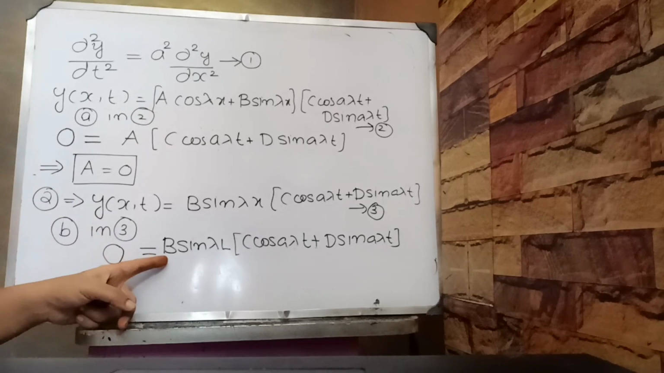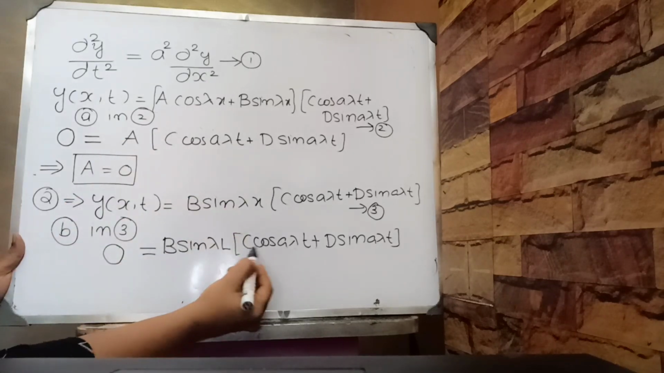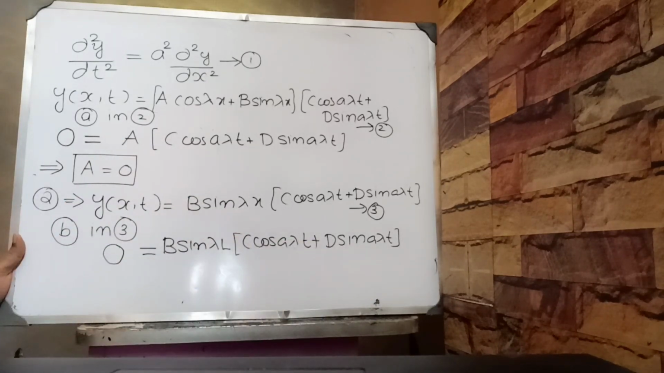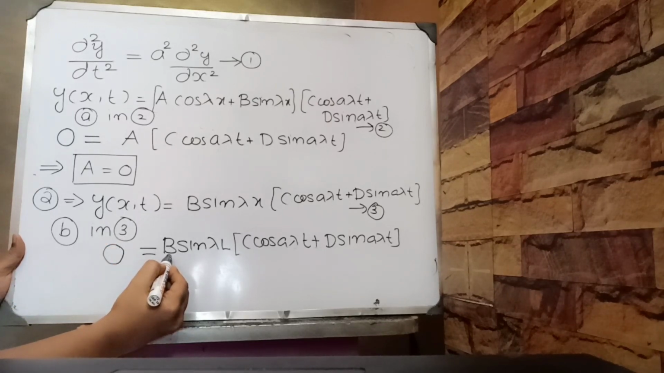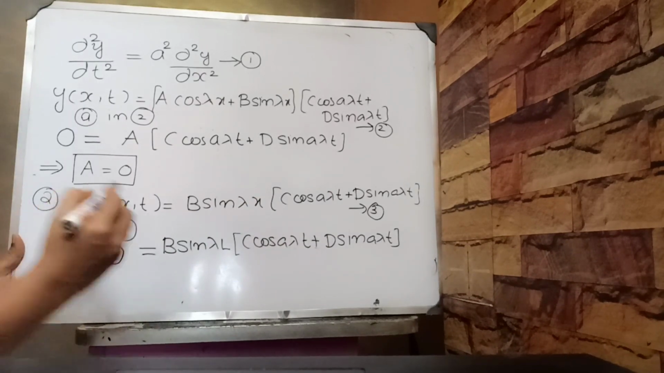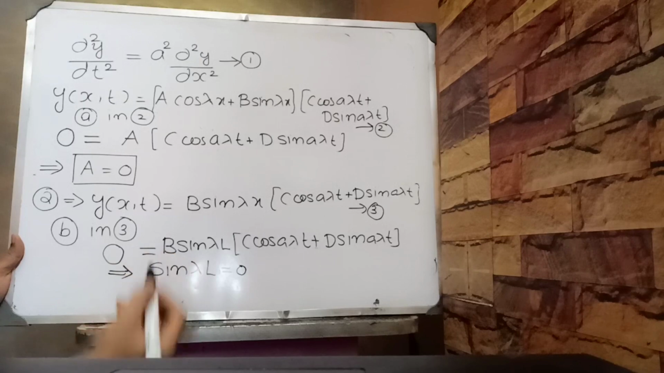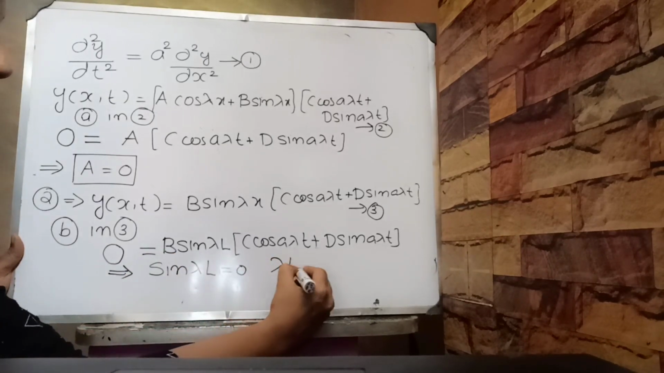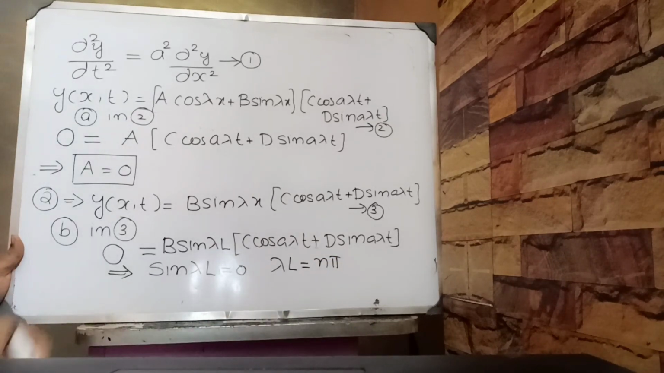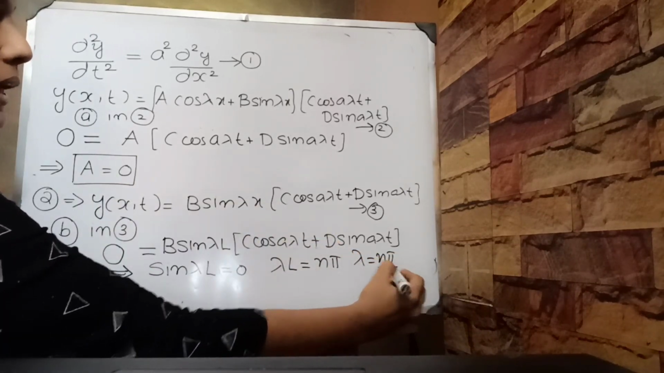So we have B equal to 0, or sin λL equal to 0, or this part is 0. Already we have seen that C cos aλt plus D sin aλt cannot be 0. If B is also 0, equation 3 will become y(x,t) equal to 0. That is also not possible. So the only possibility is sin λL equal to 0. Sin θ equals 0 when θ is equal to nπ. So sin λL equal to 0 implies λL is equal to nπ, or λ is equal to nπ/L.